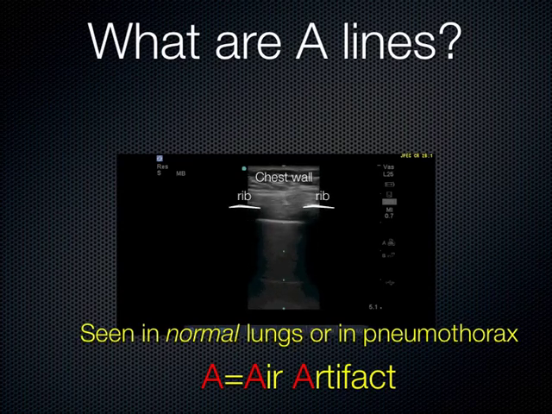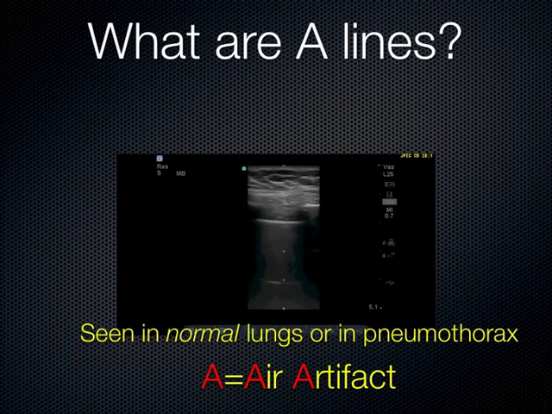And then down here you have this A line, which is just, and I'll take it away so you can see it. You see that reflection of the pleural line deeper? That's artifact. That's not really there. It's the fact that ultrasound waves have gotten trapped in that bright white pleural line that has very different acoustic impedance than the air right underneath it. And it sets up a resonance back and forth.